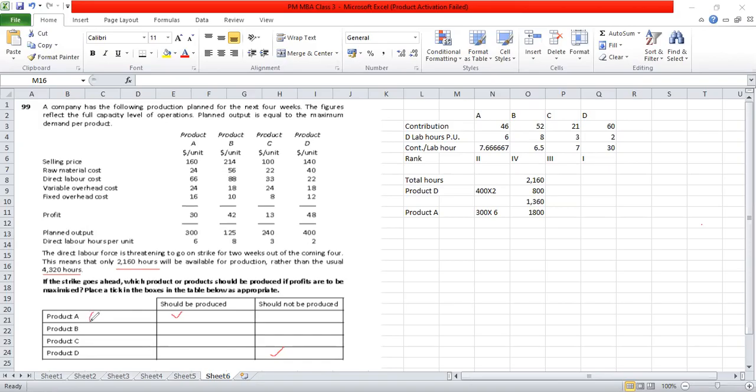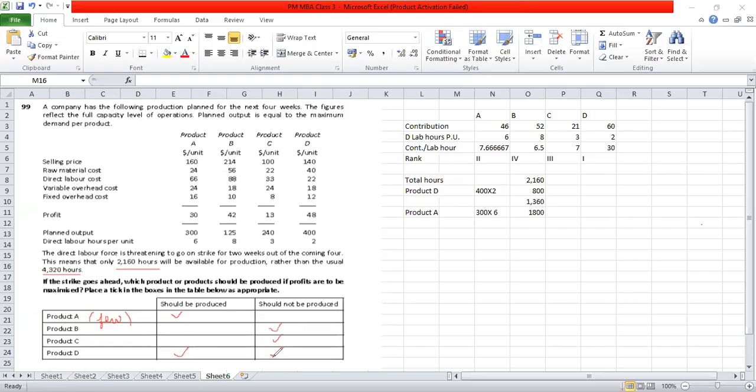How many units? If the question says how many units can be produced, we take the remaining number of hours, 1,360, and divide by 6. So 1,360 divided by 6 gives us the number of units. So only a few products of A will be produced: 227 products of A. D also will be produced, and then this will not be produced and this will not be produced.